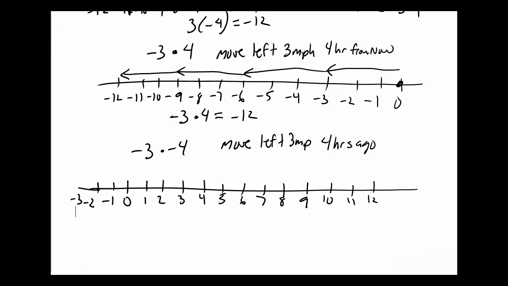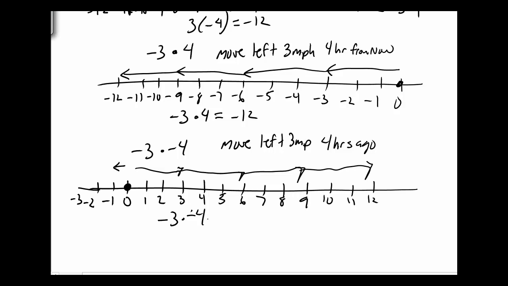Okay, so even though I'm still starting at 0, and even though I'm facing that direction, I'm thinking to myself, 4 hours ago, I started somewhere and I ended up at 0. So where did I have to start off at? So an hour ago, I would have been, keep in mind I'm facing this way, so an hour ago I would have been at 3. 2 hours ago I would have been at 6. 3 hours ago I would have been at 9, and then 4 hours ago I would have been at 12. So I had to have started at 12 in order to end up 4 hours later at 0, heading to the left at 3 miles per hour. Okay, so negative 3 times negative 4 happens to be positive 12.